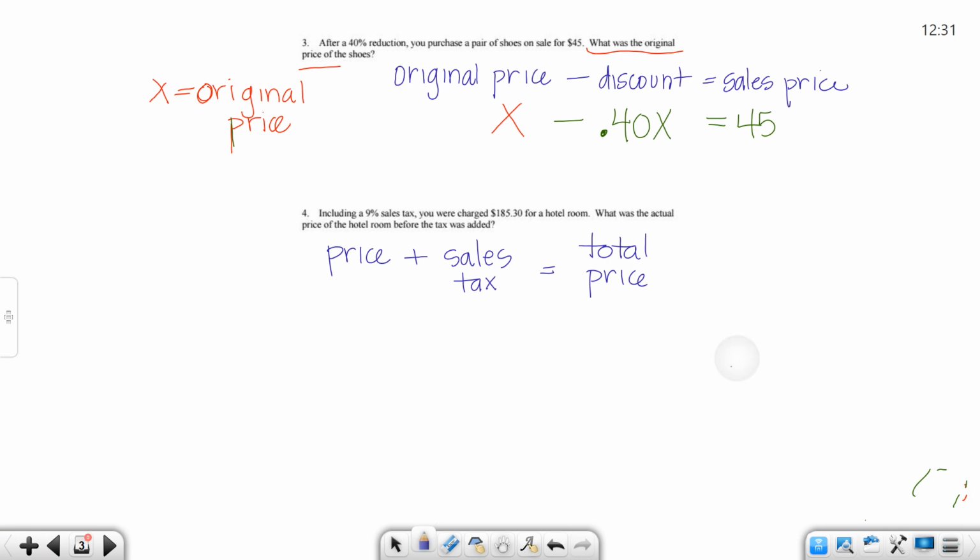Remember, in front of this X, it helps a little bit if you remember that you have a 1. So if you put these two X terms together, 1 whole minus 0.40, 1 minus 0.40 would be 0.60x. 0.60x equals 45. We could divide both sides by 0.60, and we're going to get that X equals 75. And that's what we would get with that one.